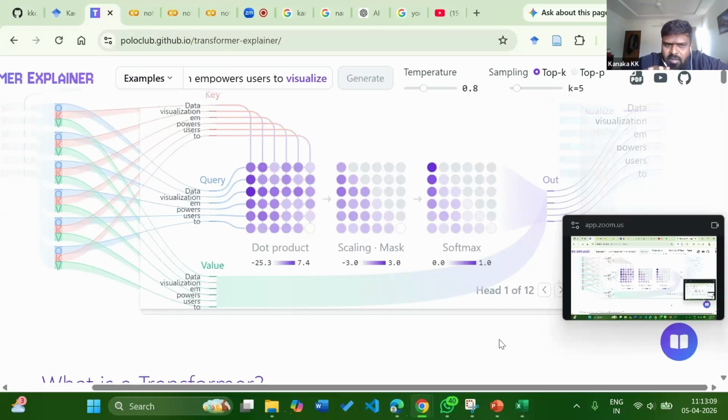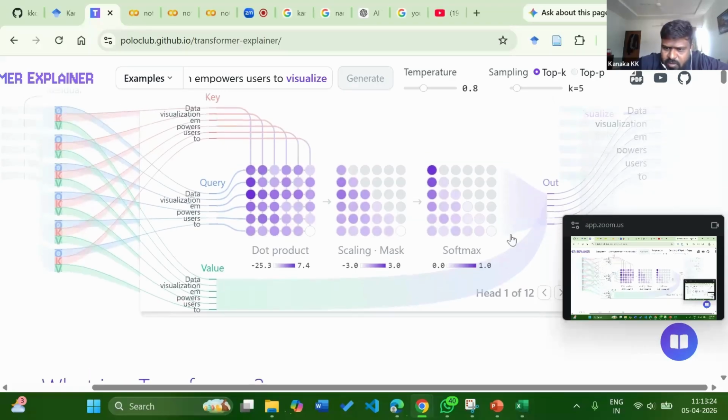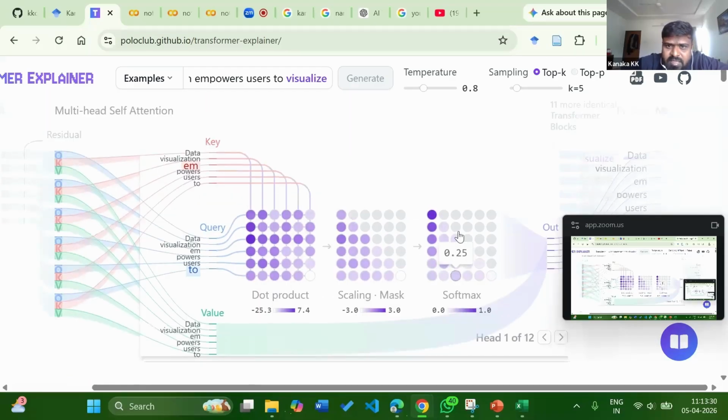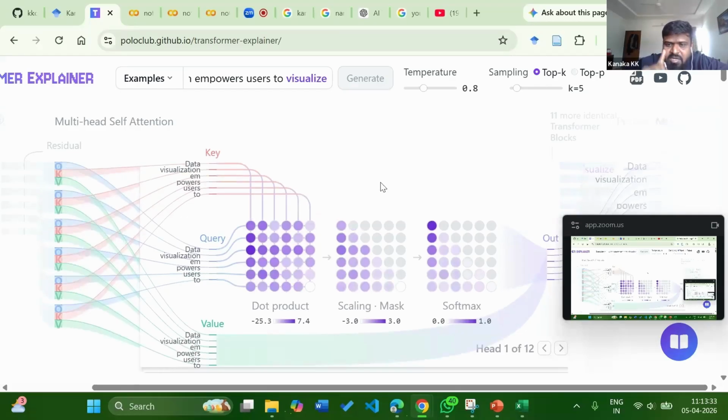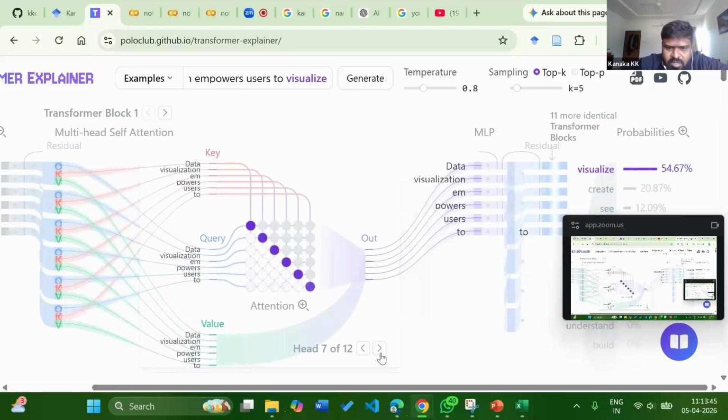Now we have the key matrix, query matrix, and value matrix, and we have performed dot product, scaling, masking, and softmax, which is an activation function. That is a lot of steps. If you look closely here, it is written as head 1 of 12. This is a single self-attention head. Likewise, in the GPT-2 model there are 12 heads. If I keep clicking the right arrow, the number of heads changes: head 7, head 8, head 9, head 10. It is using 12 heads.